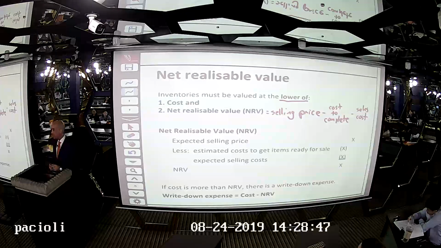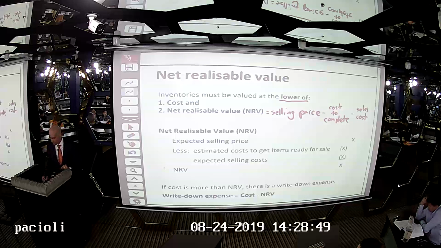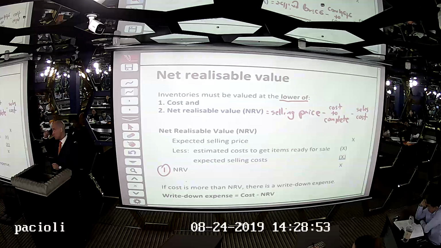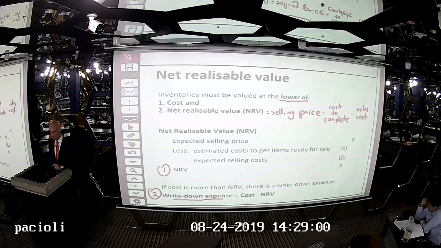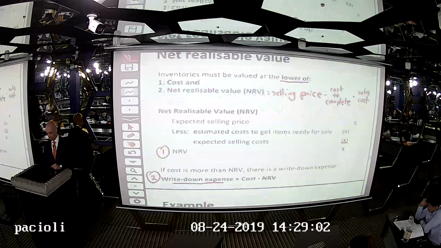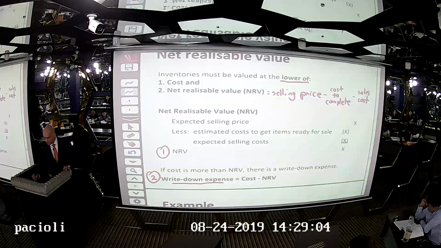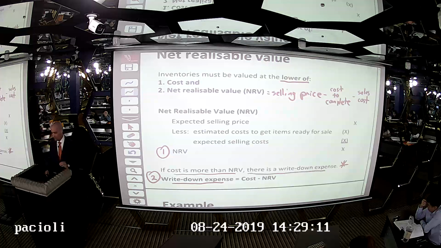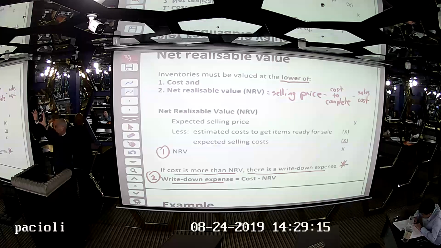There are two things tested on your exam. Number one, you may be tested to calculate NRV, so you need to remember the formula. Number two, on your exam, you may be tested on the write-down expense. But please keep in mind, you only have a write-down expense if the cost is more than the net realizable value. Then you have the write-down expense. If the net realizable value is bigger, no problem, no write-down.